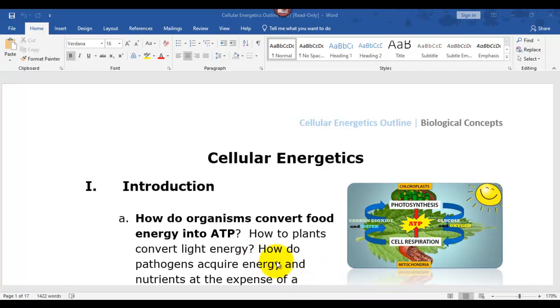So to give you a little bit of introduction, all cells use ATP for energy. Now, what are some examples of different kinds of movements and things like that? And all cells require ATP.